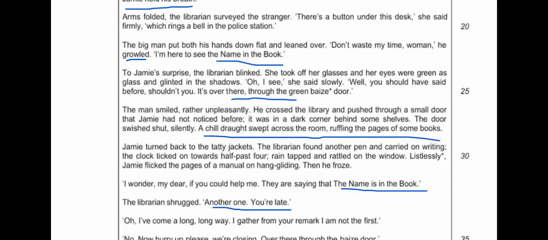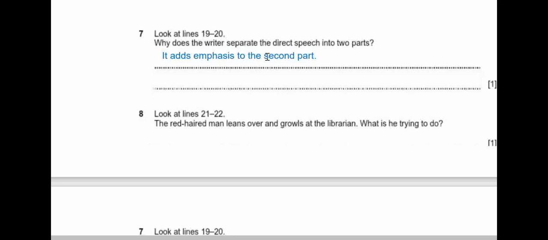Next. Question 7. Look at lines 19 till 20. Why does the writer separate the direct speech into two parts? Let's check line 19 till 20. Here we go. Arms folded, the librarian surveyed the strangers. There's a button under this desk, separated by she said firmly, and the next part is which rings bells in the police station. So this is the separate sentence. So the sentence is separated to add emphasis to the second part. Let's type down the answer. Question 7: it adds emphasis to the second part.